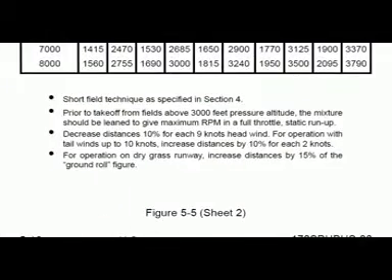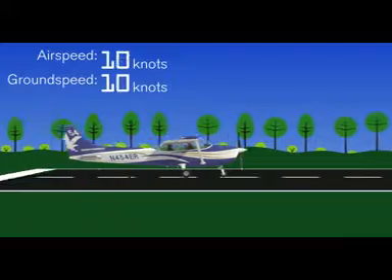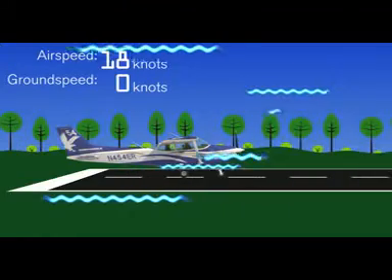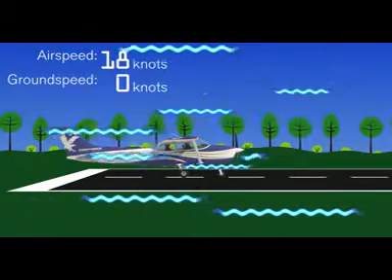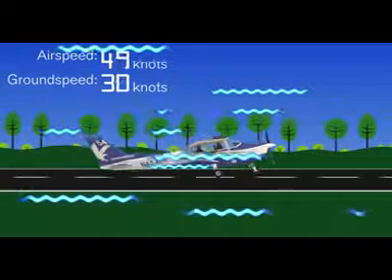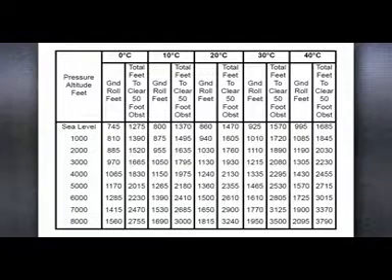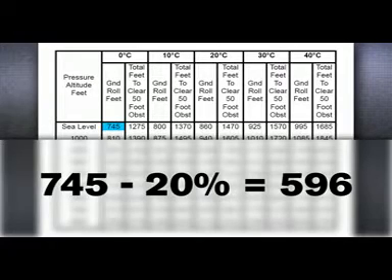The wind direction and speed play a big role in takeoff distances as well. For the airplane to take off, it needs to reach a speed of 51 knots. If there's an 18-knot headwind, it's almost like saying the airplane has an 18-knot head start and only needs to accelerate 32 more knots to get 51 knots of wind flowing over the wings. This would reduce the runway required from 745 feet down to only 596 feet.